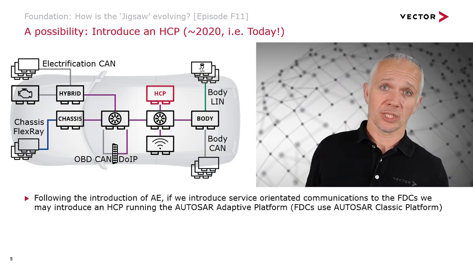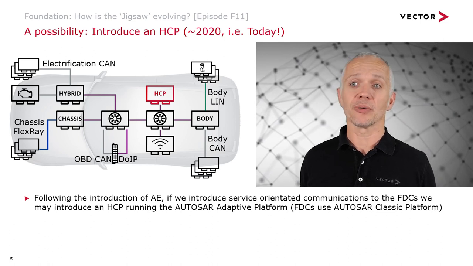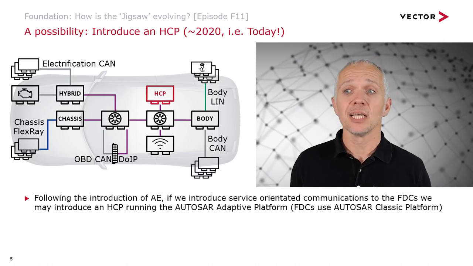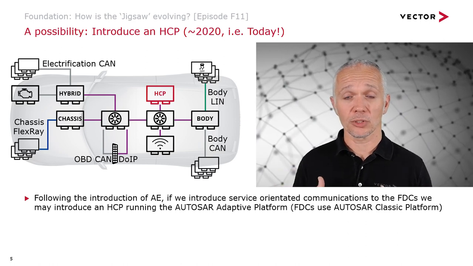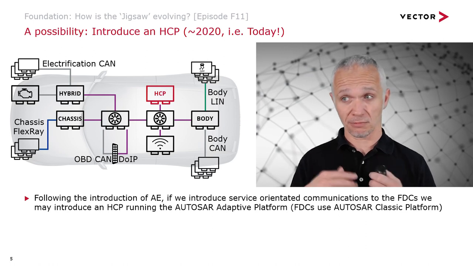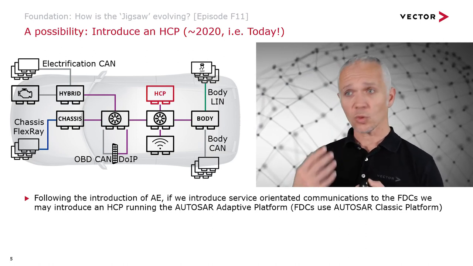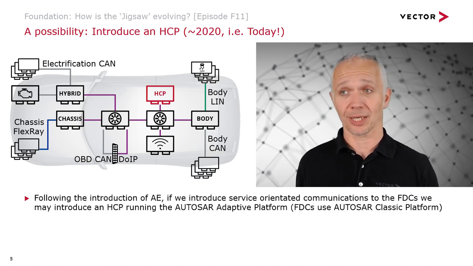And right now, today, is where we can potentially introduce an HCP. Following the introduction of automotive Ethernet, if we introduce service-oriented communications to our functional domain controllers, we can bring in our HCP that runs the AUTOSAR Adaptive platform, where our functional domain controllers and other ECUs are running the AUTOSAR Classic platform.